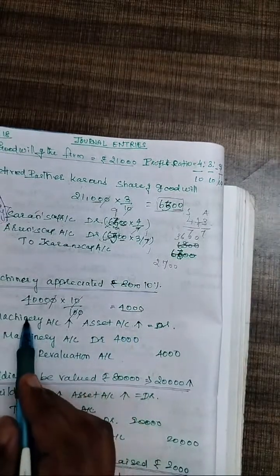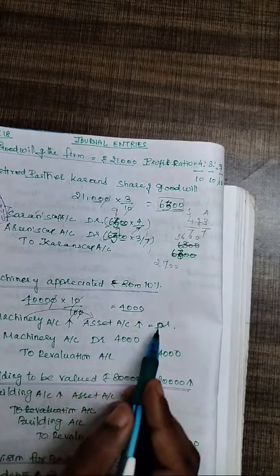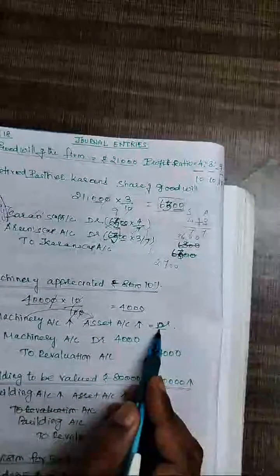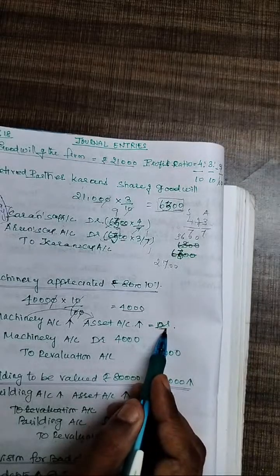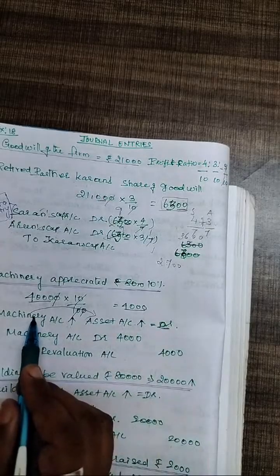Why? Machinery belongs to asset account. So asset account increases. If the asset account increases, what is the format? Asset account is to be debited. Which is the asset account here? Machinery account is the asset account. It is to be debited.